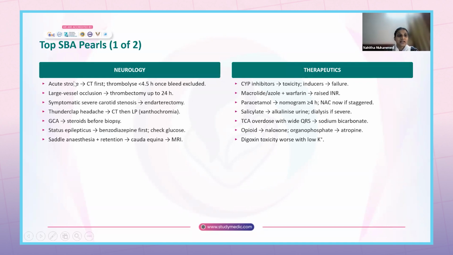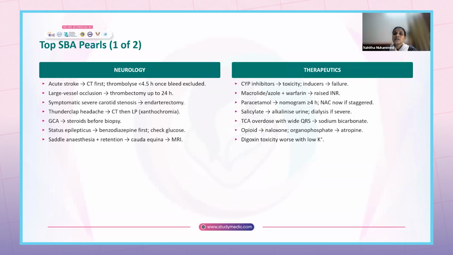Neurology, these are the important things: acute stroke, CT, thrombolysis; large vessel occlusion, thrombectomy; severe carotid stenosis, endarterectomy. Then thunderclap headache in subarachnoid hemorrhage, CT, then LP; GCA, steroids; status epilepticus, benzodiazepine; saddle anesthesia plus retention, corticosteroid. CYP450 inhibitors: toxicity; inducers: failure. Macrolides and azoles plus warfarin will increase INR.